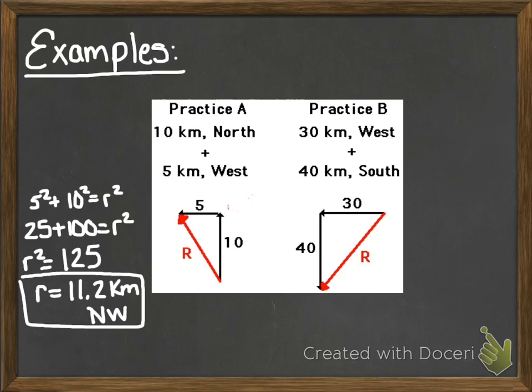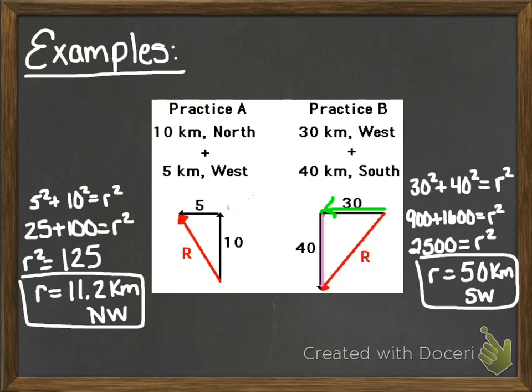On this next one, practice B, I'm going to go 30 kilometers to the west and then 40 kilometers south. So let's look at that. I went 30 kilometers to the west, 40 kilometers south, again tip to tail, right? And my resultant vector r is already drawn for you, so it's going to be 30 squared plus 40 squared equals r squared. That's 900 plus 1600, that's 2500 equals r squared. The square root of 2500 is 50 kilometers, and then you look at it and see what direction we're going, southwest. That's it. If you have any questions, you can go back and rewatch the video, or you can just come ask me.